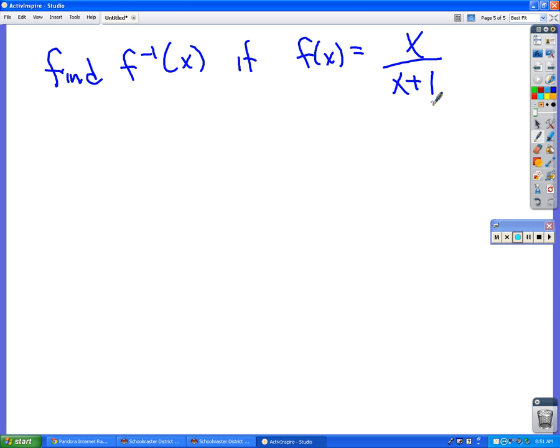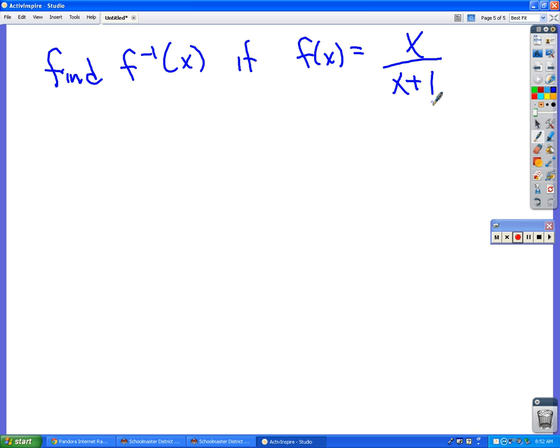I hated it. So Taylor remembers that he hates inverses. Does anybody remember how we found inverses?